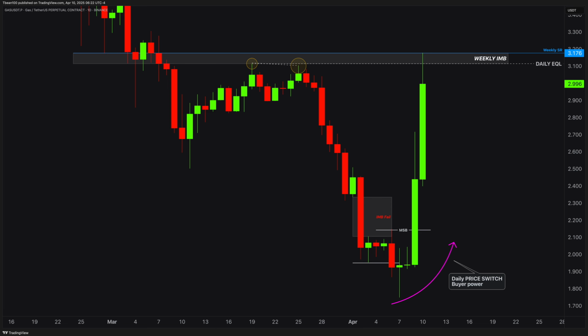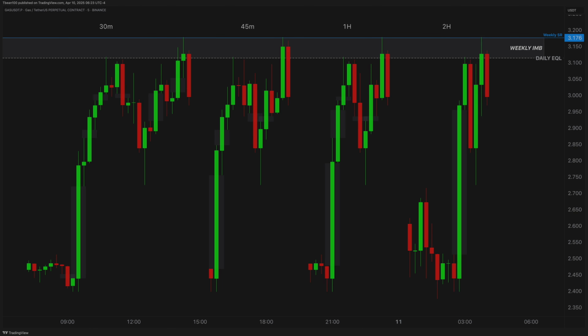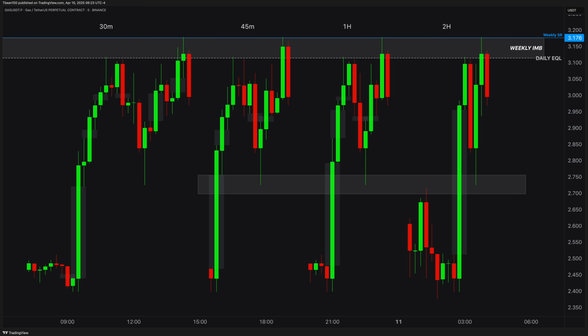Now we need to check the momentum layout. Right before filling the weekly imbalance, notice how the price pulls back into a multi-level imbalance zone. It gives an entry area to check and look for possible trades.